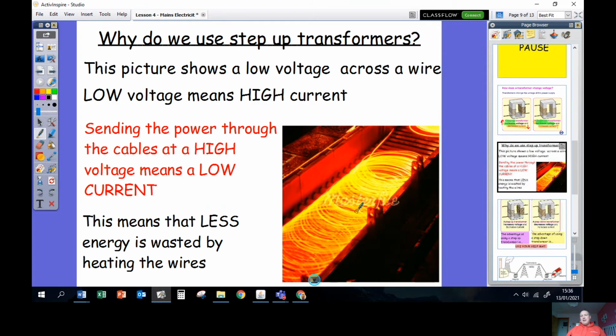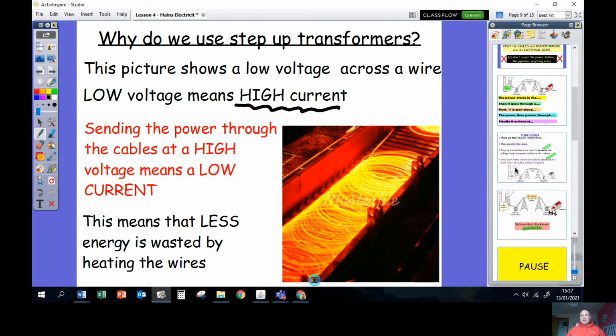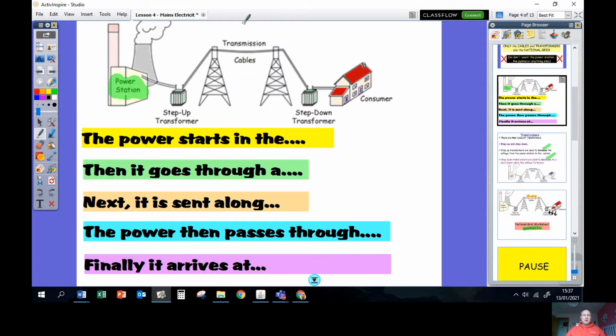The thing is, if we sent the electric power through the cables at the wrong current, we get a big problem. You see, if we sent the electric power through the cables at a high current, like you can see in this picture, look what happens to the wires. The wires would get really, really hot. It is current that heats up the wires. So I would be sending the power through the electric wires, and the electric wires would be getting super hot.